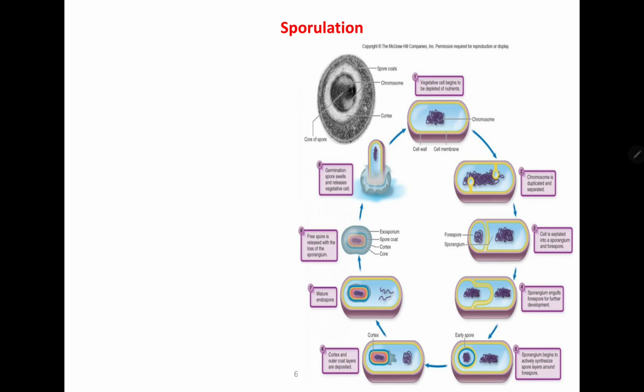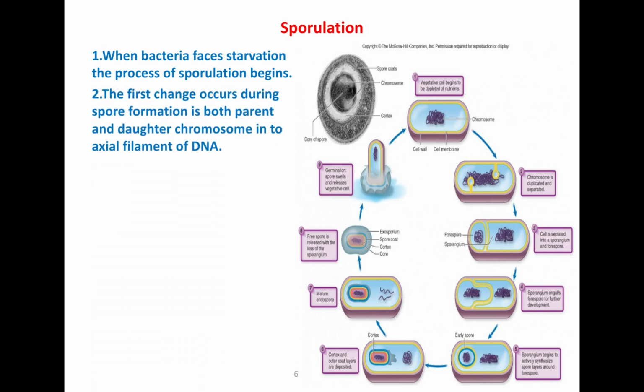Now the question is how spore formation occurs, right? Spore formation is so interesting. Whenever the bacteria faces a starvation kind of condition, this process of sporulation begins. The first change we will see is that within that particular bacteria, the DNA will replicate, and two copies of DNA will form. After that, the first change during spore formation: both parent and daughter chromosome will be arranged into the axial filament.